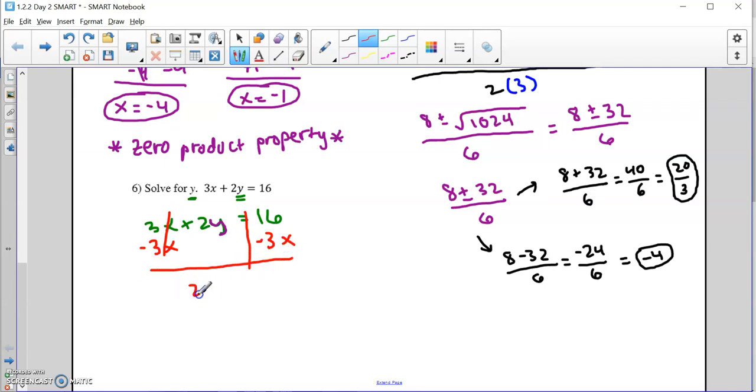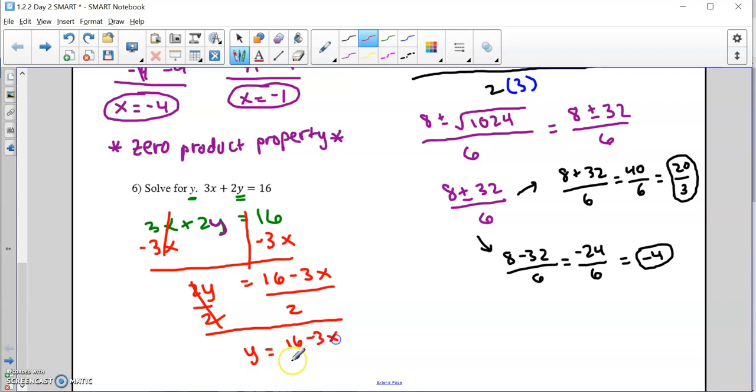Okay, so we end up with 2y equals. Now, 16 and 3x cannot combine, so we just leave it as is, right? We can't take away a 3x from 16 because we don't even know what x is. So we just leave it like that, leave everything there. And then now the final step to get y by itself is dividing by 2. So these 2's will cancel. And that tells us that our final answer for y is 16 minus 3x all over 2.